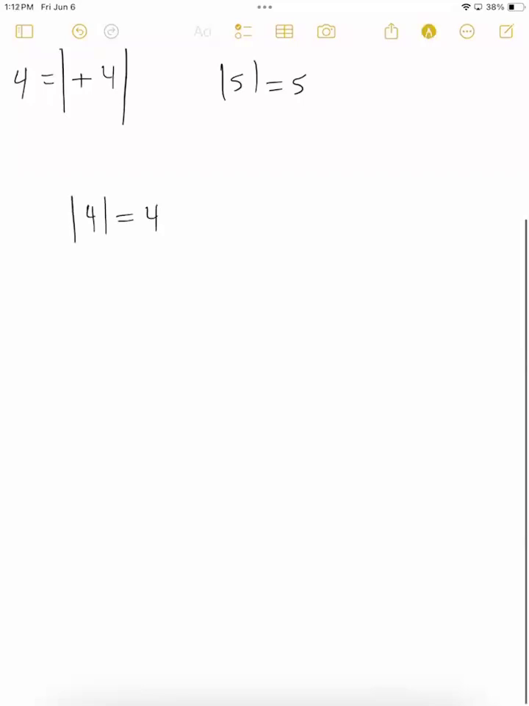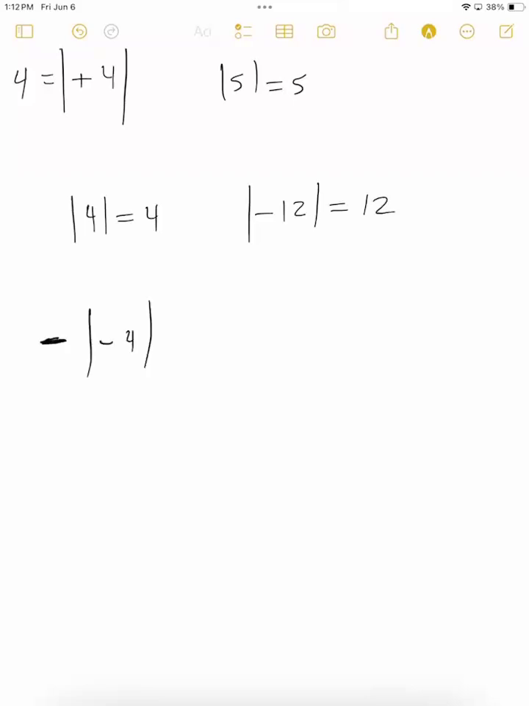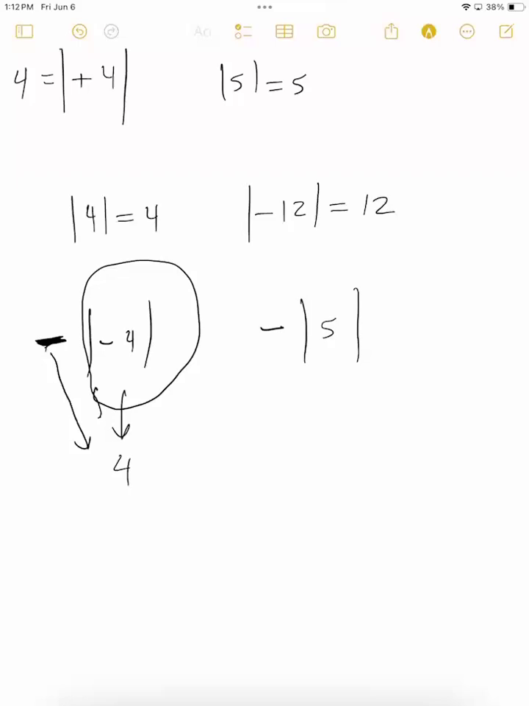Absolute value of 4 is 4. Absolute value of -12 is 12. But if you have a -4, that's different. Or if I have a -5 outside of the absolute value, is different. First, I have to answer this piece. Then I have to look at the sign. So I say, how far is -4 from 0? The answer is 4. And then I carry that negative.